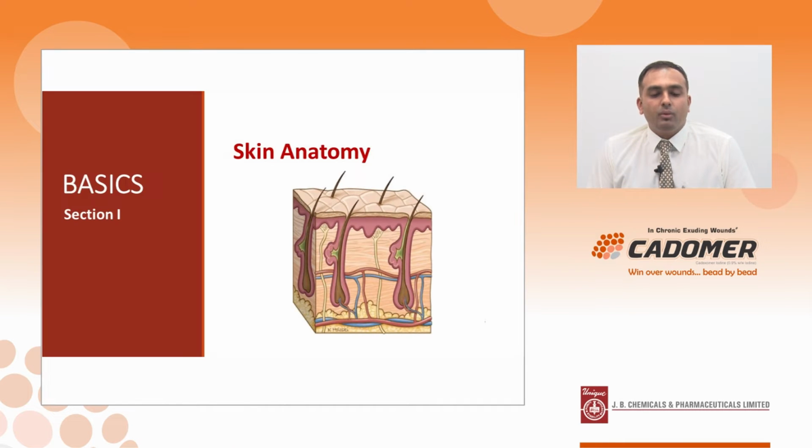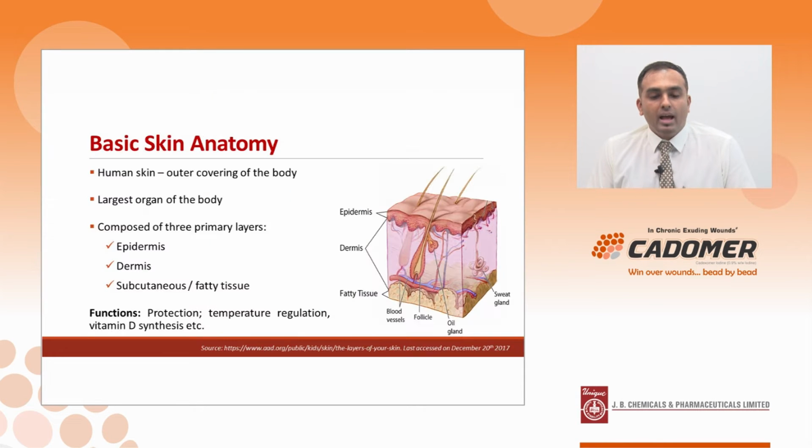So let me just start with the anatomy of the basic skin. As you all are aware, human skin is the outer or the external covering of the body which gives protection to our body. It is the largest organ of the body. Approximately around 20 square feet is the surface area.